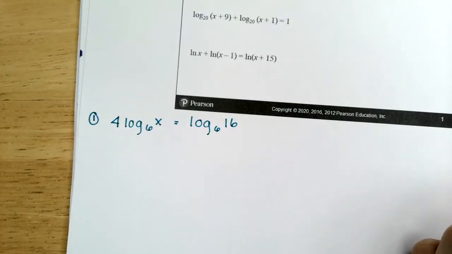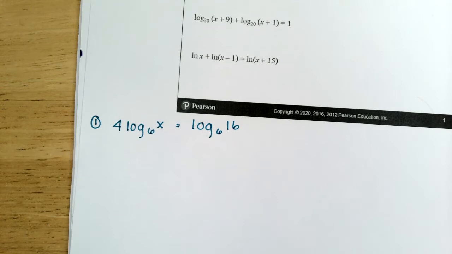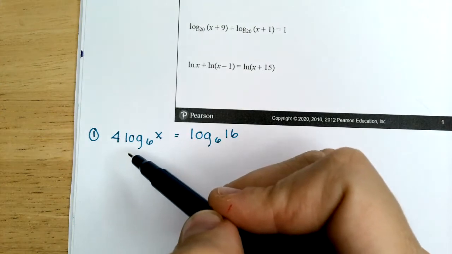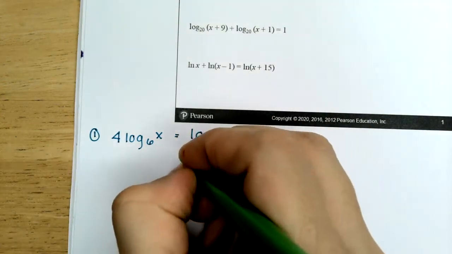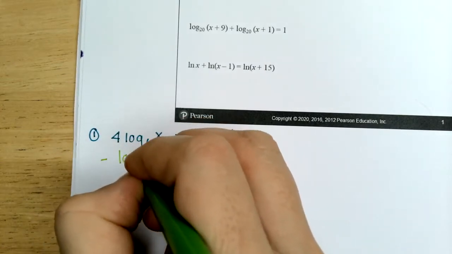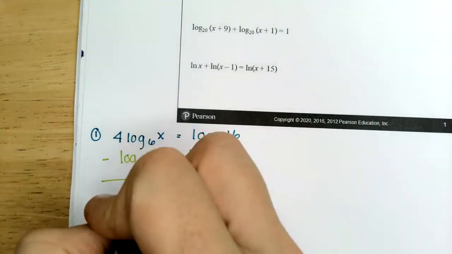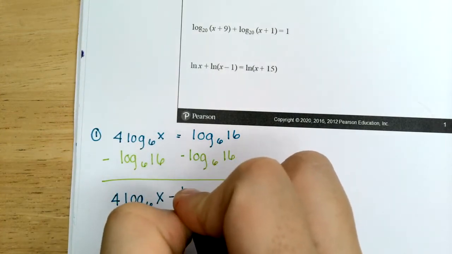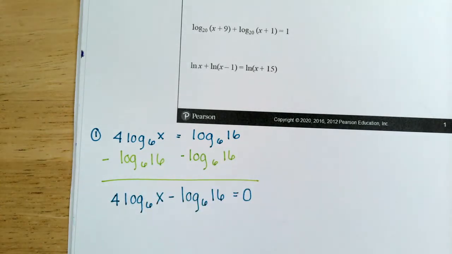So how can I help? What rule of these can I use to solve this if it has an equal sign instead of a plus or a minus? Well, I can use algebra to move this over here, and then I will have a minus sign, right? So I'm just going to subtract this from either side. Now I have 4 log base 6 of x minus log base 6 of 16 equals 0.